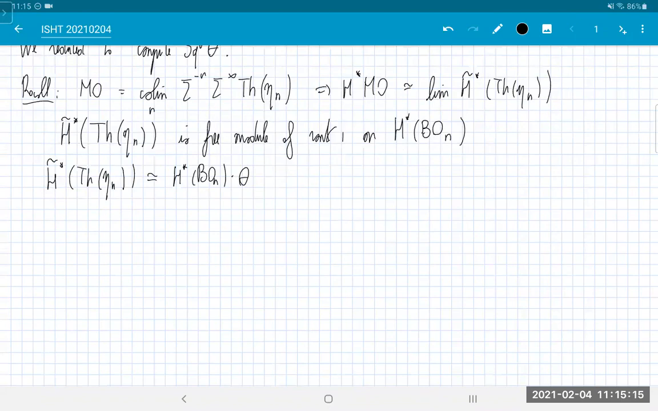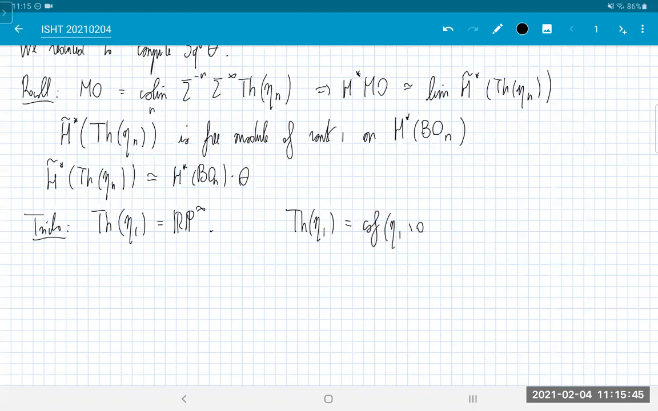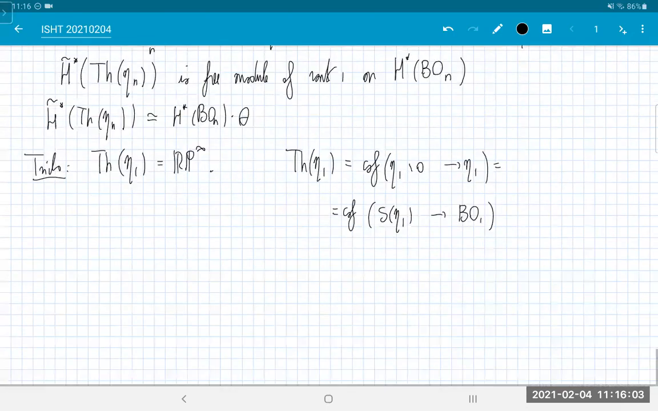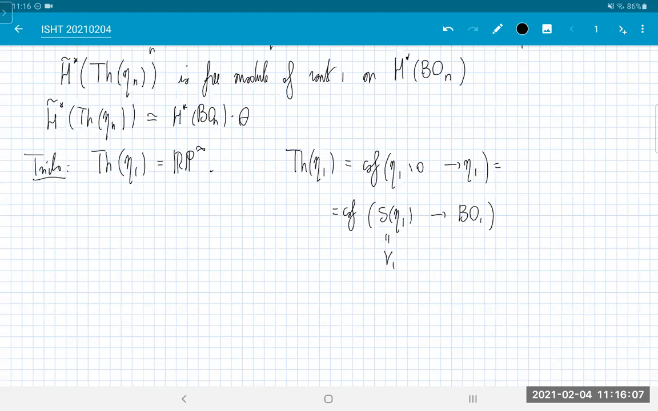So let's start with n equals 1. So the trick: Th_1 is RP infinity again. How is this possible? Well, remember, Th_1 was just the cofiber of the sphere bundle of eta_1, the complement of the zero section, going into eta_1. Or equivalently, the cofiber of the spherical bundle into BO_1. But remember, what is this guy? This guy is what I called V_1, the first Stiefel manifold.